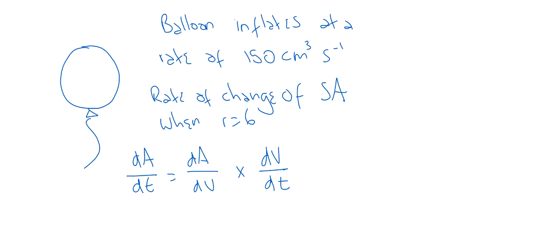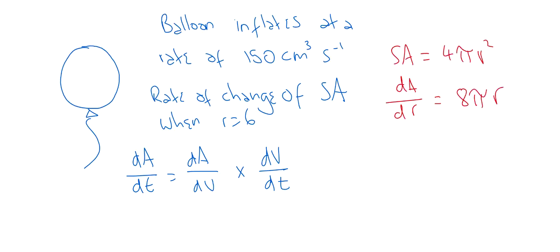So first of all, let's start with the things that we do know. What do we know about spheres? Surface area is 4 pi r squared. So then we've got dA dr, and that is 8 pi r. All right, let's change color and do the other thing we know. We also know volume, which is 4 by 3 pi r cubed. So then dV dr is 4 pi r squared.